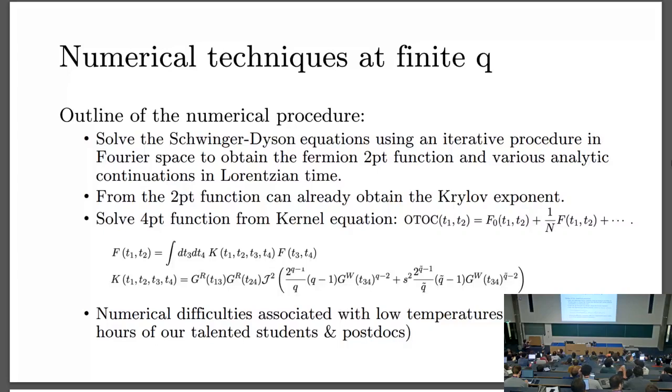I'm going to show you a bunch of plots that we did, of both the Lyapunov and the Krylov exponents in these flow geometries. I'm pausing for a second to let you know that there is tons of numerical work hidden behind these plots, with a lot of numerical difficulties associated in particular with low-temperature regimes. One has to solve the Schwinger-Dyson equation using an iterative procedure in Fourier space to get the two-point function, and then this two-point function gives you the Krylov exponent. And then for the four-point function, you further have to diagonalize a certain kernel that goes into the definition of the out-of-time-ordered correlators. But in short, these are mostly many sleepless nights of coding by our students and postdocs.